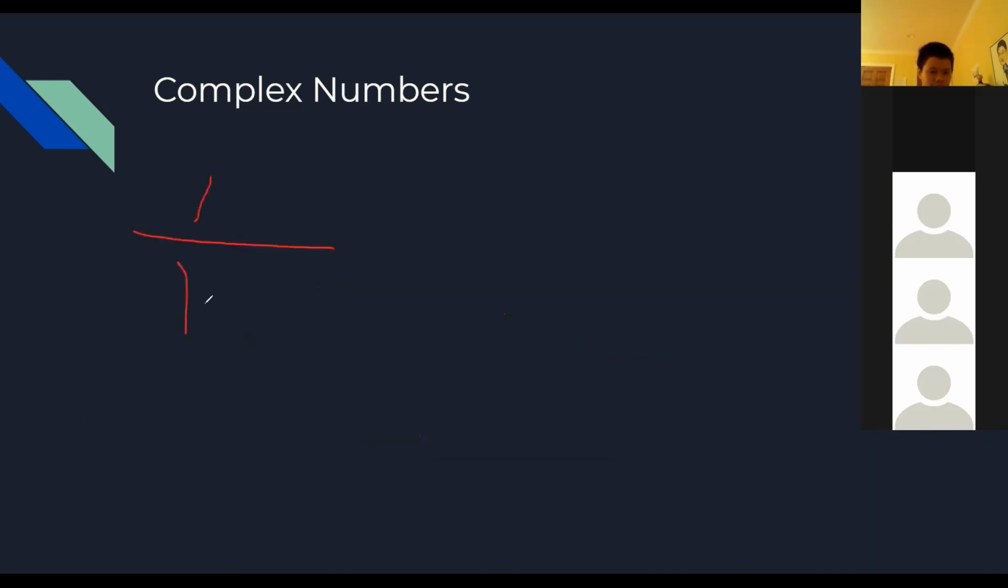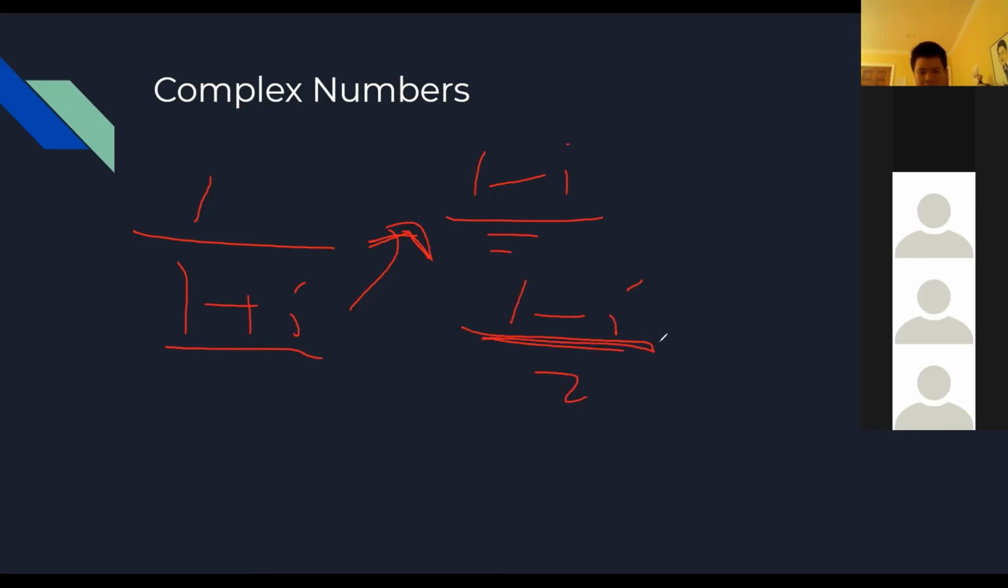So like 1 plus i, we can't just leave this imaginary number on the bottom. It doesn't make sense. What is 1 over 1 plus i really? So let's do what we did with radicals and multiply it by 1 minus i, its conjugate. So this becomes 1 minus i over 2, and it becomes the complex number formula for a plus bi.